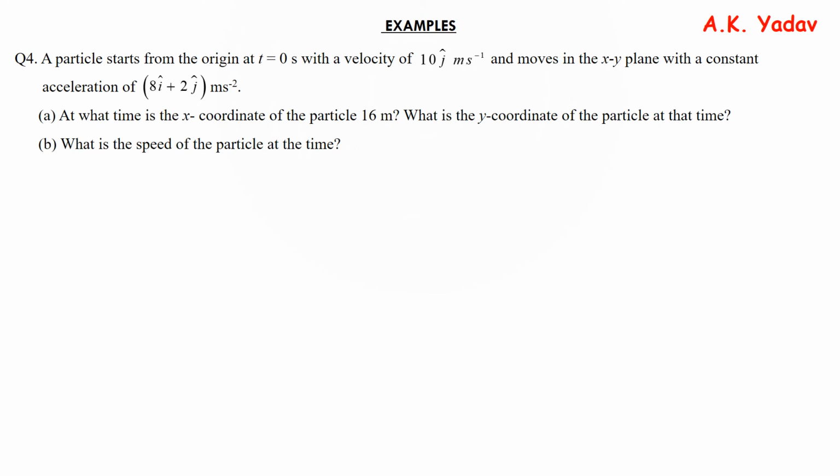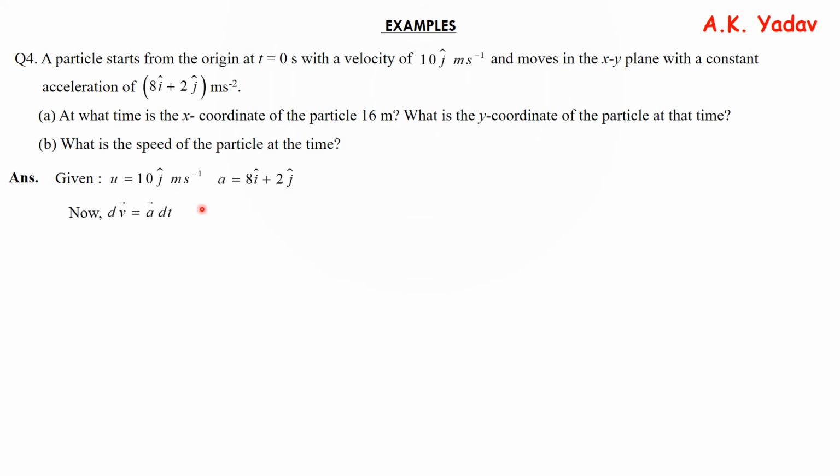Question number 4. A particle starts from the origin at t equal to 0 seconds with a velocity of 10j meter per second and moves in the xy plane with a constant acceleration of 8i cap plus 2j cap meter per second square. At what time is the x coordinate of the particle 16 meter? What is the y coordinate of the particle at that time? What is the speed of the particle at that time? So what is given? We are given u equals 10j, a equals 8i plus 2j.